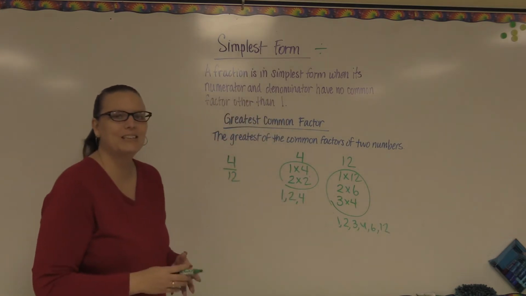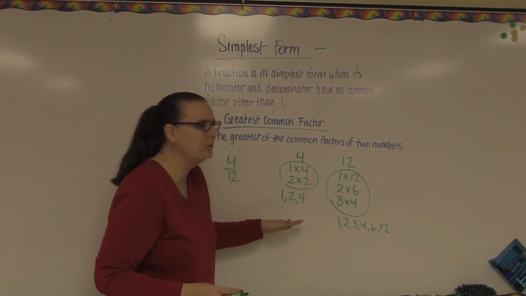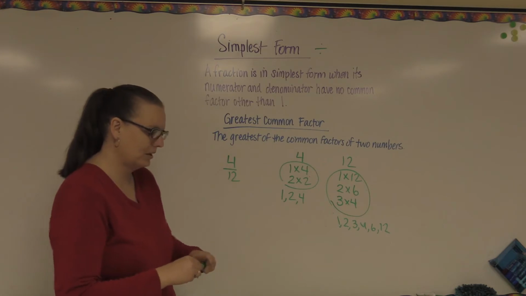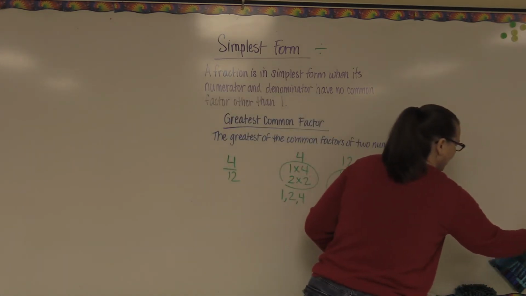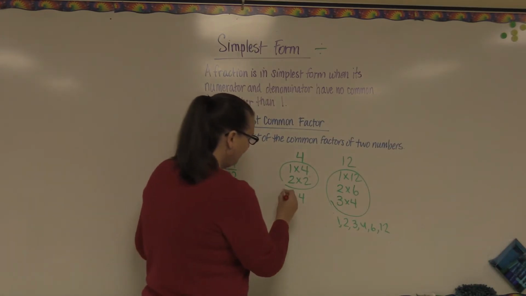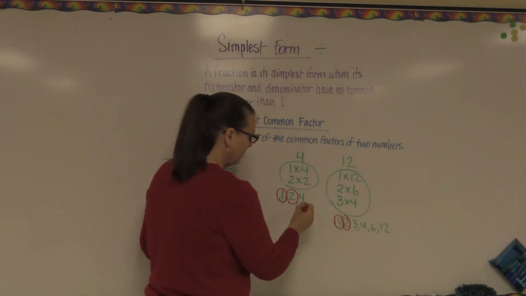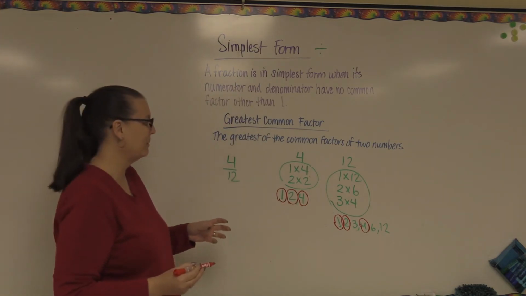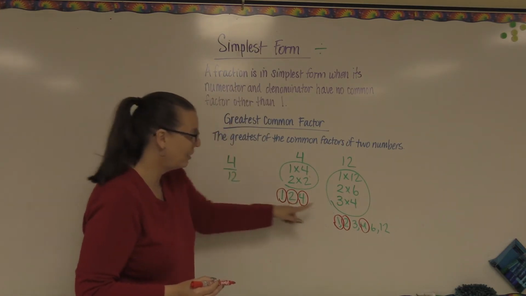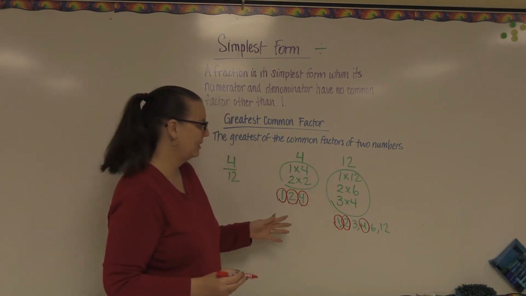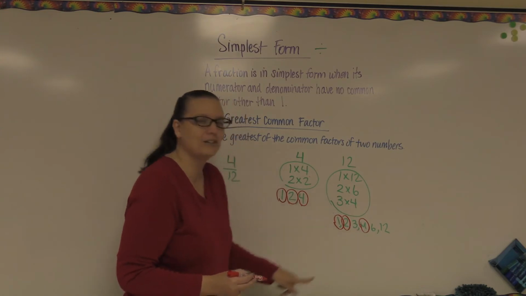What we're going to do next is look at what factors both of these numbers share. What do they have in common? Well, I'm going to grab another marker color to make it easier to see. Let's look at what factors they both have in common. They both have a 1, they both have a 2, and they both have a 4. If we're looking to find the greatest common factor, remember, greatest means biggest, common means what they share, which factor is the greatest common factor? Well, the greatest factor that they share is a 4.